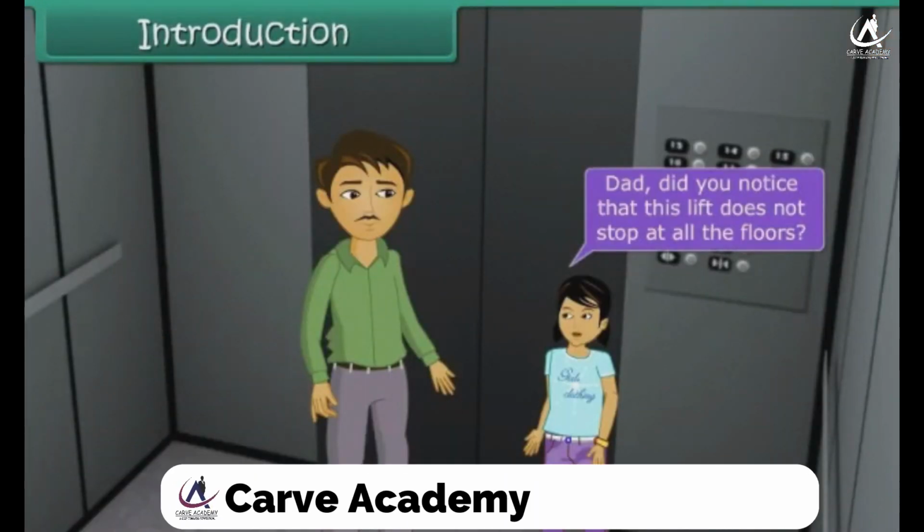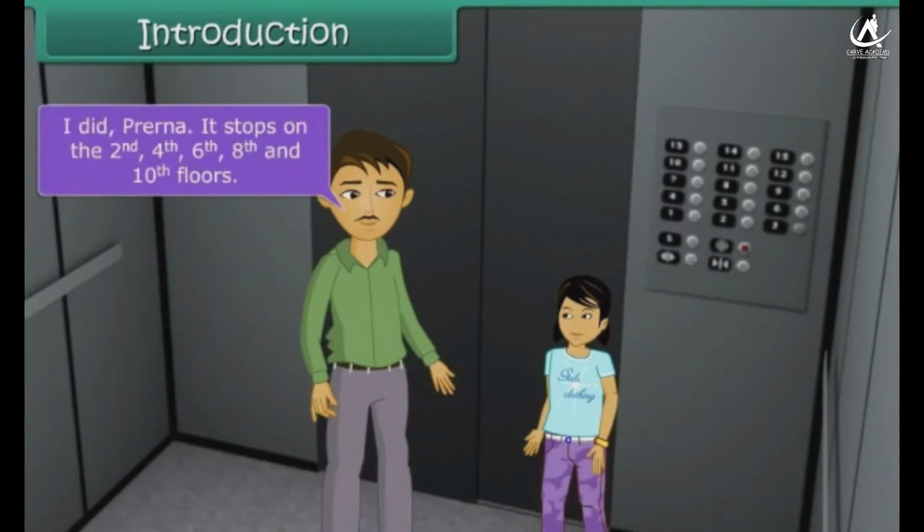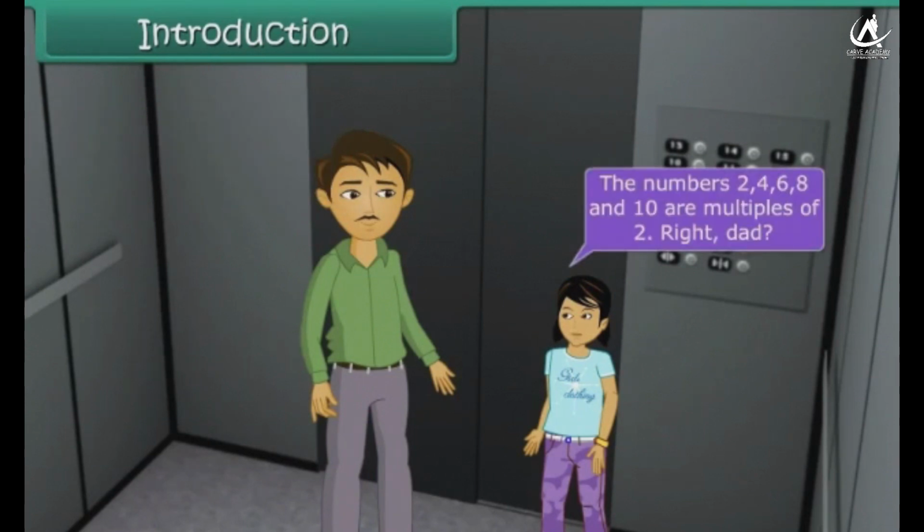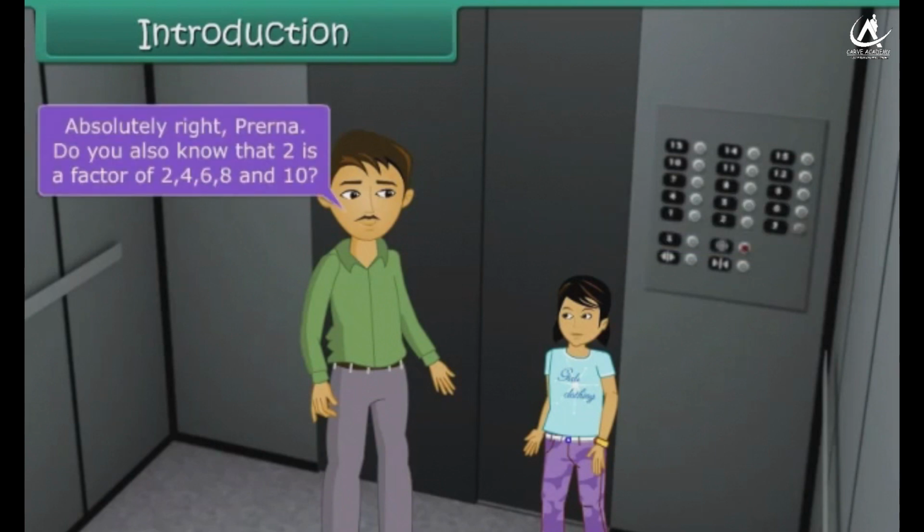Dad, did you notice that this lift does not stop at all the floors? I did, Prerna. It stops on the 2nd, 4th, 6th, 8th and 10th floors. The numbers 2, 4, 6, 8 and 10 are multiples of 2. Right, Dad? Absolutely right, Prerna.